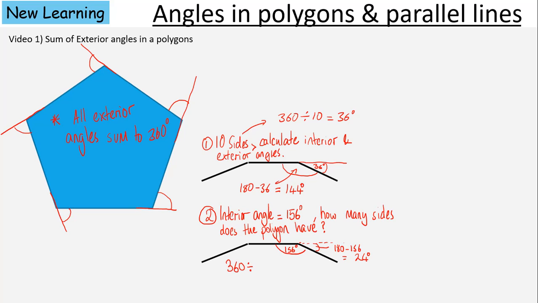And again, I can do the 360 divided by the 24 degrees. And in this case, I'll end up with 15 sides. There'll be 15 angles there, and each angle is attached to a side.